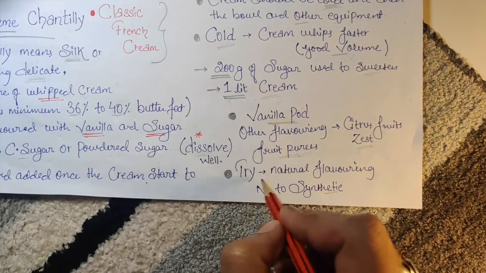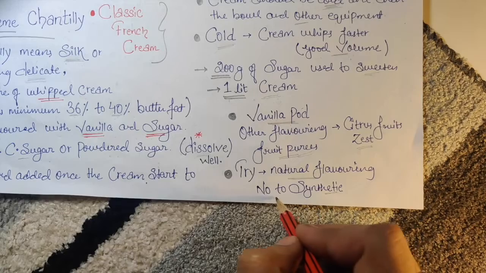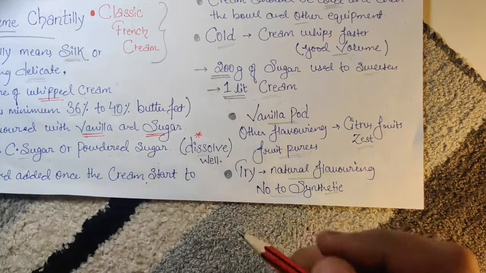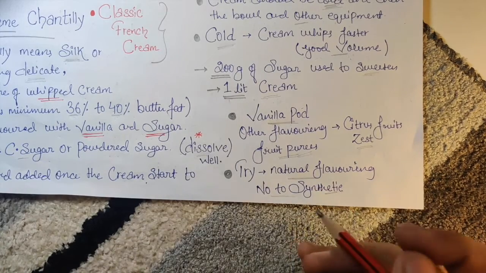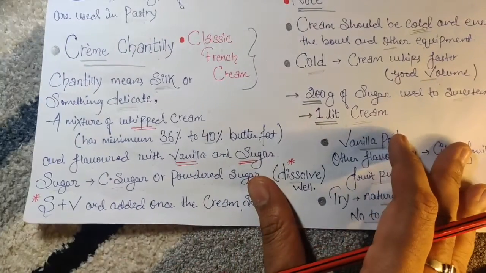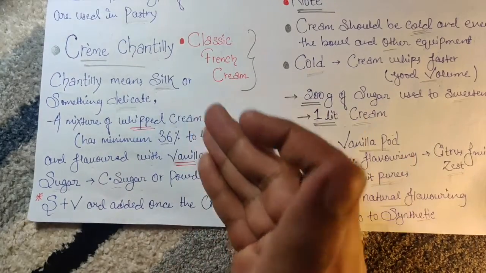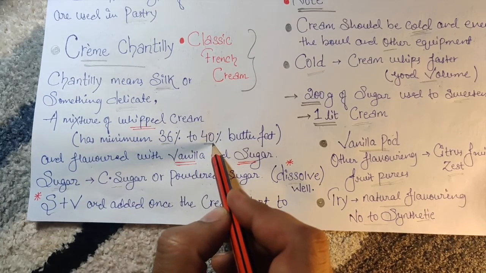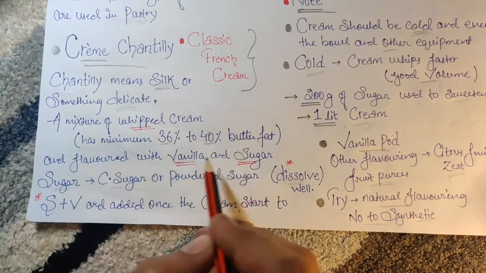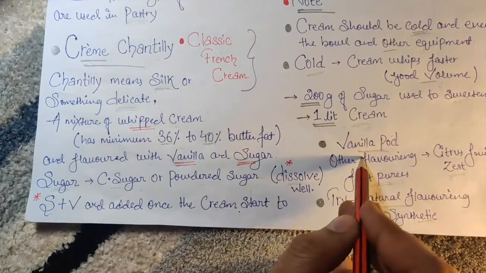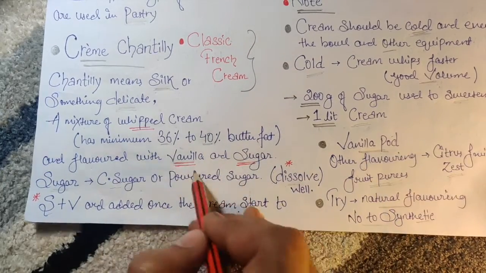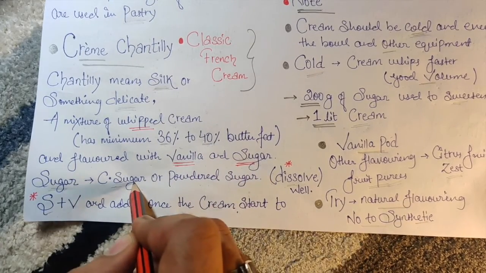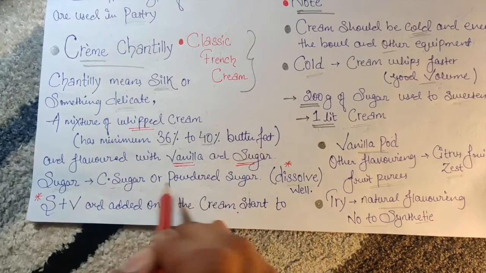Right, here we go. Try natural flavoring, no to synthetic. Always try to use natural flavoring rather than synthetic. This is all about cream Chantilly. Hope you're clear now. I'll tell you once again, whipping cream is supposed to be 36 to 40% butter fat. Only two things are important: vanilla and sugar. When it comes to vanilla, try to use a good one, because it is the one key to cream Chantilly.